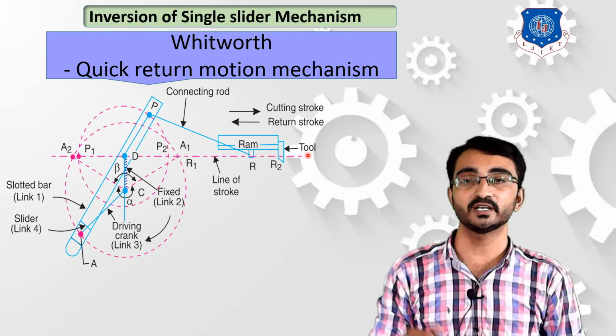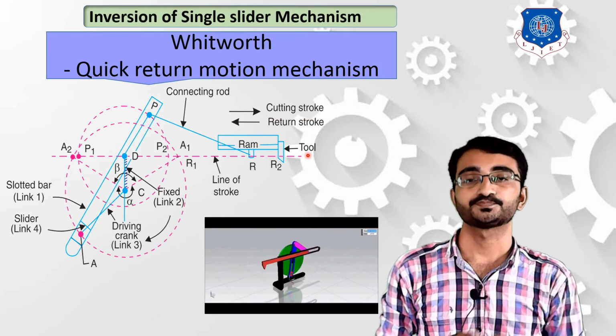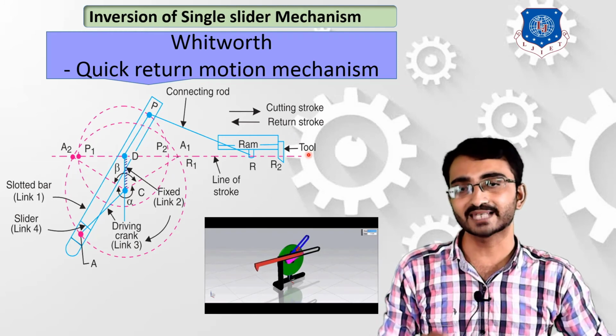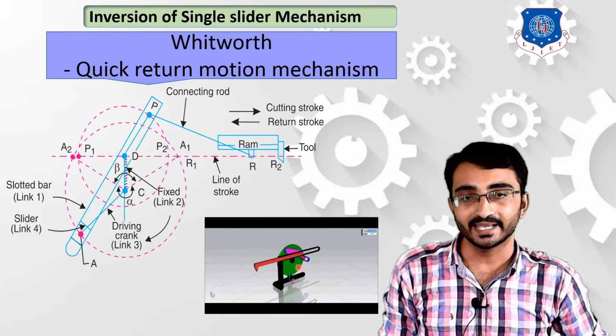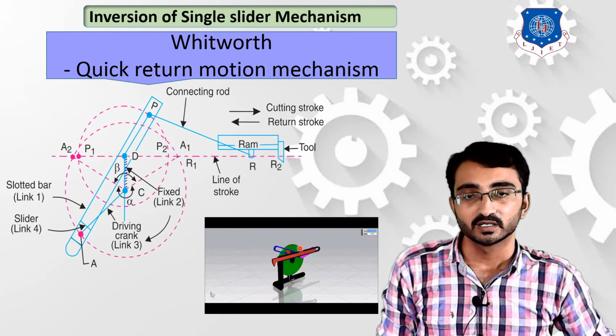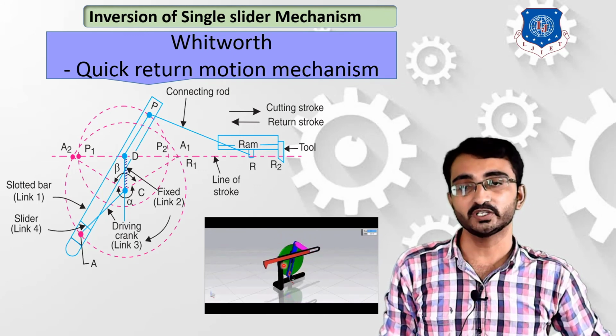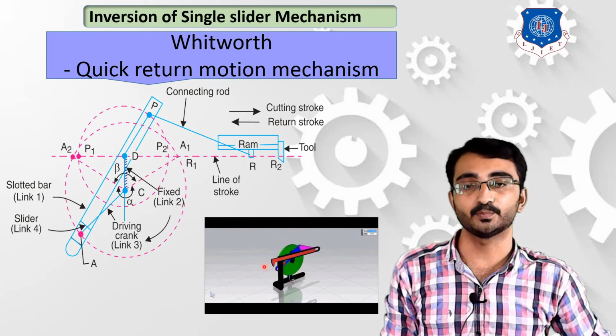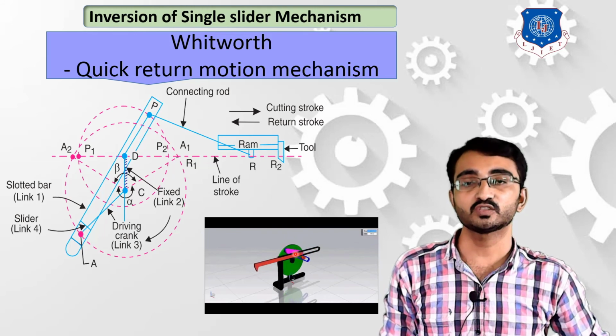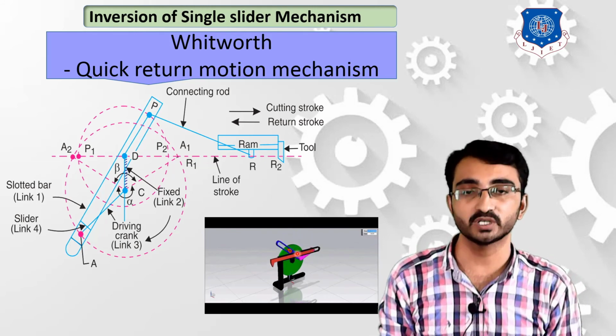Now you can refer to the working of this mechanism from this diagram: as you give input to this crank component, that is your green circle, this rotation of the crank is producing reciprocation of this ram component. So this is also one type of quick return motion mechanism.